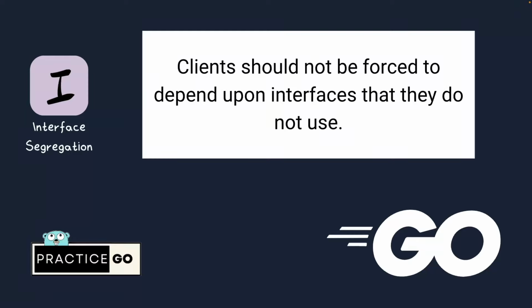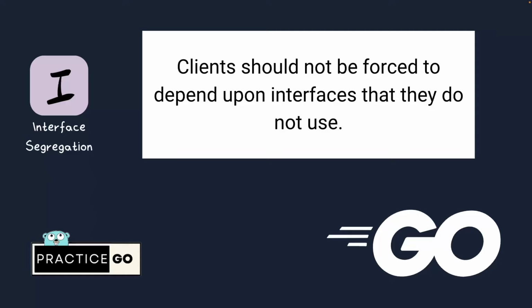Okay, the fourth principle is called interface segregation. Clients should not be forced to depend upon interfaces that they do not use. For example, we have an interface and it has three functions in it, and we have a type A which satisfies this interface by implementing those three functions.